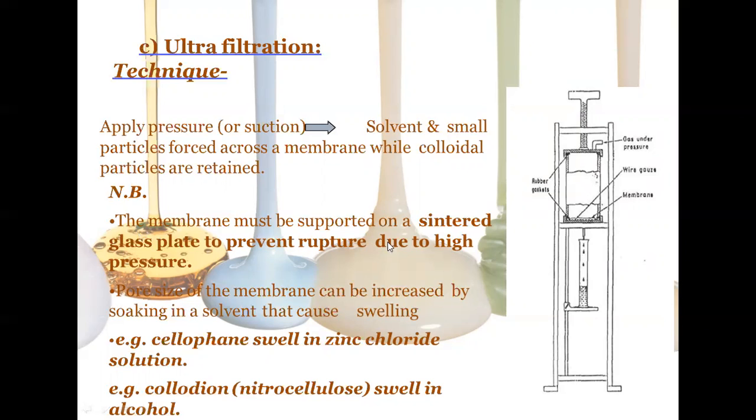The membranes must be supported on a sintered glass plate to prevent rupture due to high pressure. The pore size of the membrane can be increased by soaking in a solvent that causes swelling, like cellophane swells in zinc chloride solution, and collodion or nitrocellulose swell in alcohol.